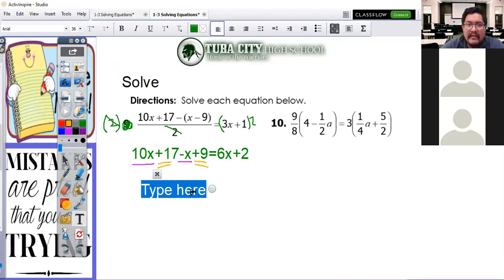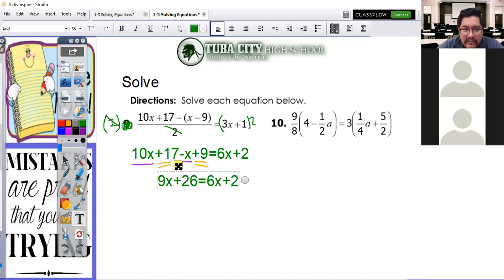All right, so 10 minus 1, because remember the negative x means negative 1x. So that would be 9x. Now with the next one here, we have 17 and 9, and that would be 26. Oops, forgot the plus. And this side has not changed. We have not done anything to it, so it will stay the same. So it will stay 6x plus 2. Okay, there we go. Now we've simplified both sides.